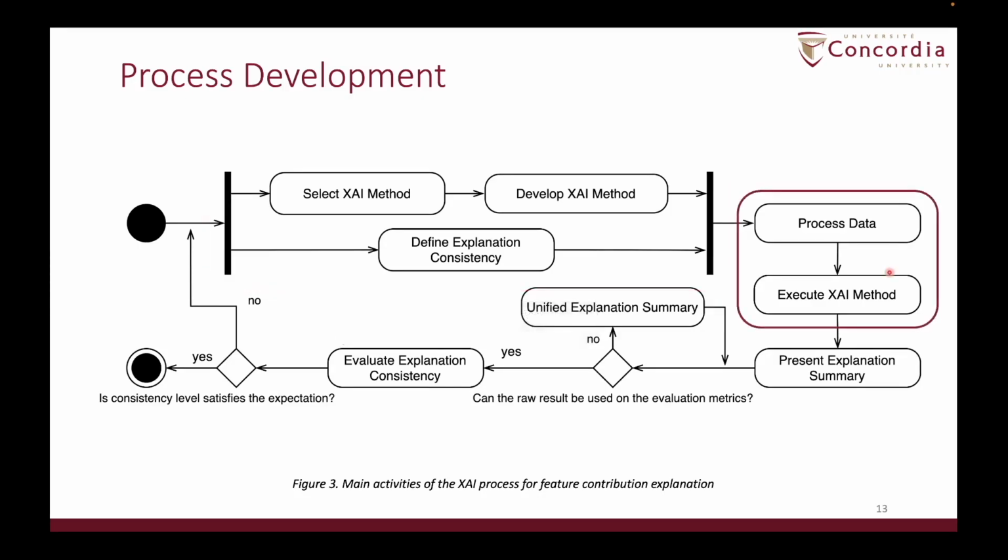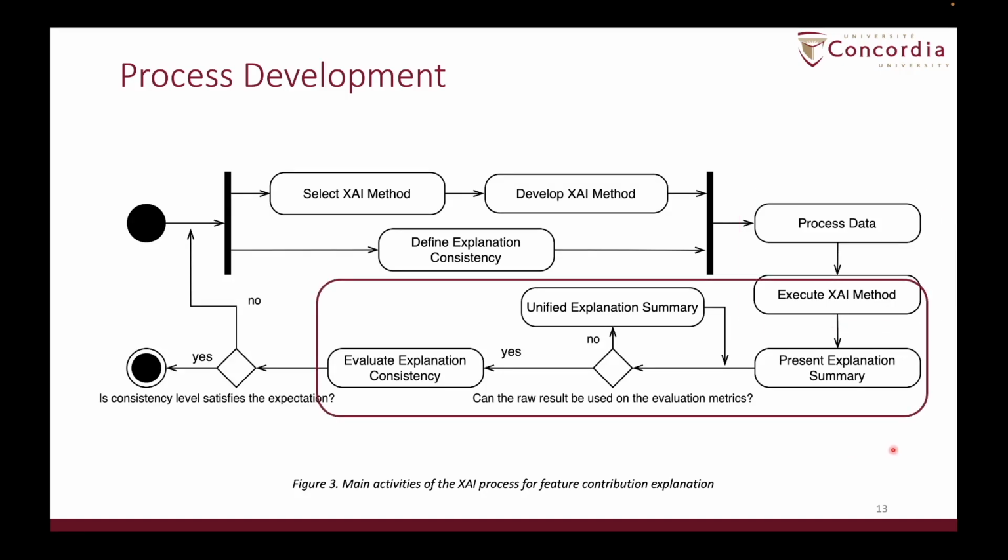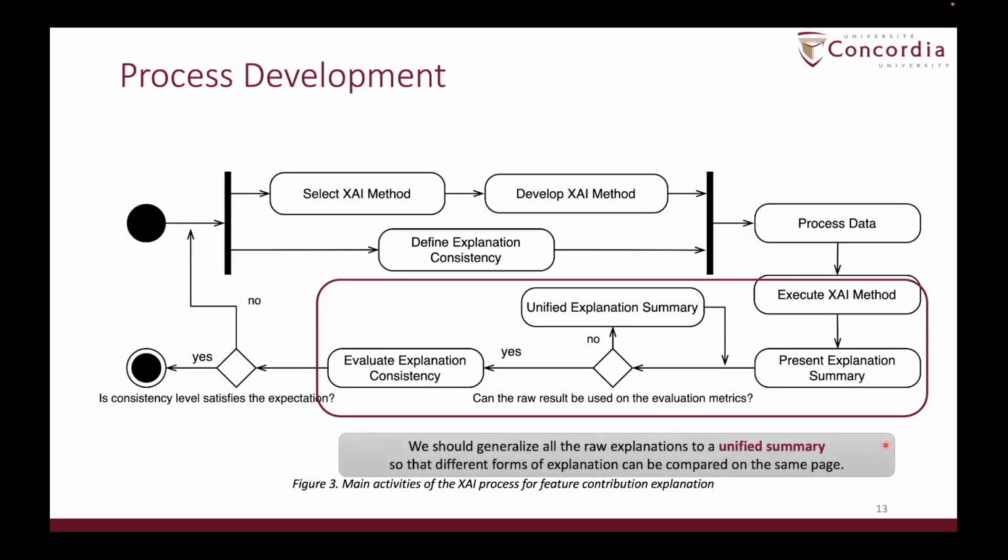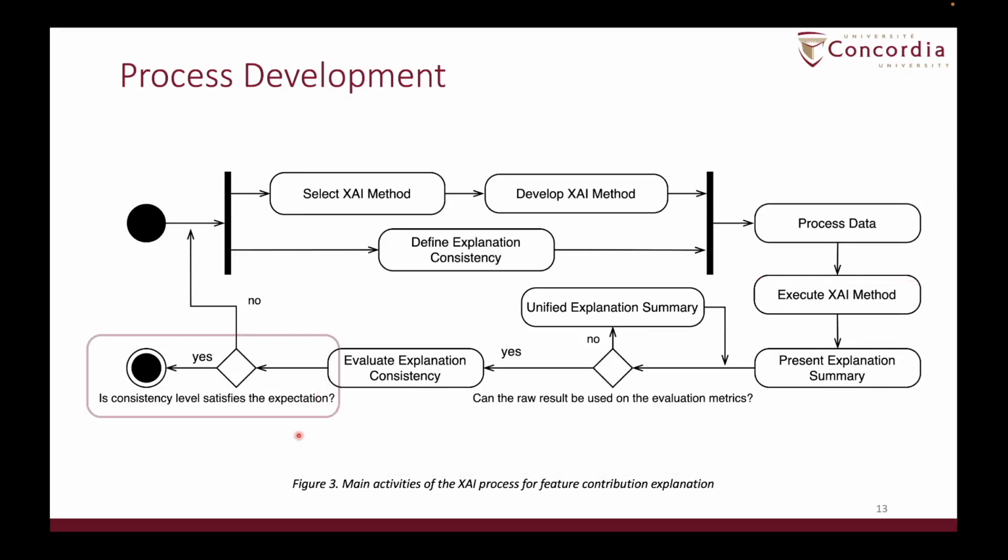The following activities are data processing and the execution of the method. After we get the raw explanation, we should generalize the raw explanation to a unified summary because we need to compare all different forms of explanation on the same page. And then we could decide if we found the best XAI method for this project. If not, we will do another round of the process.